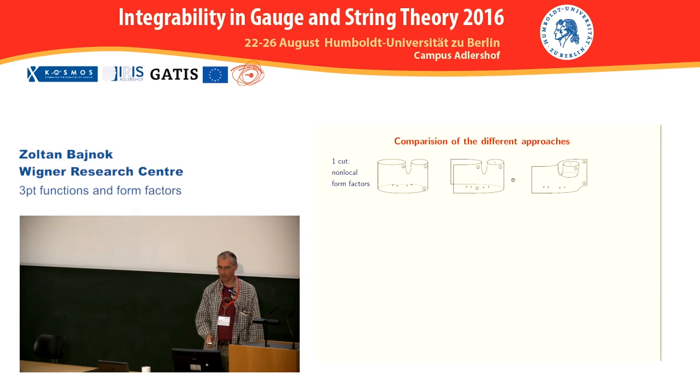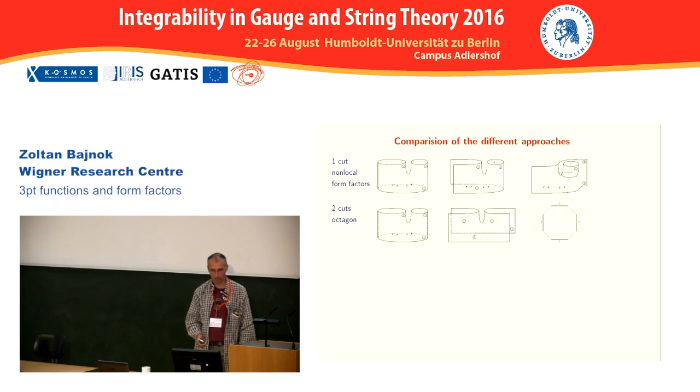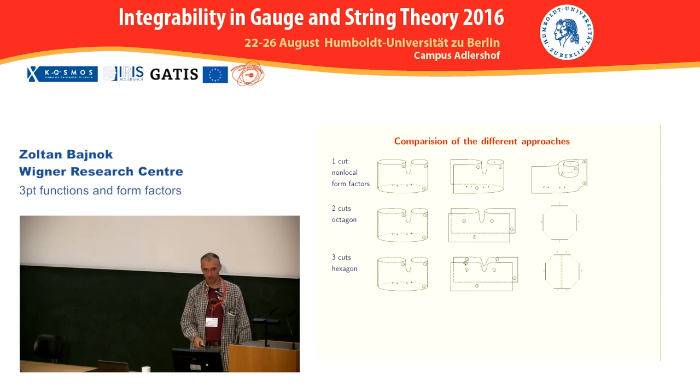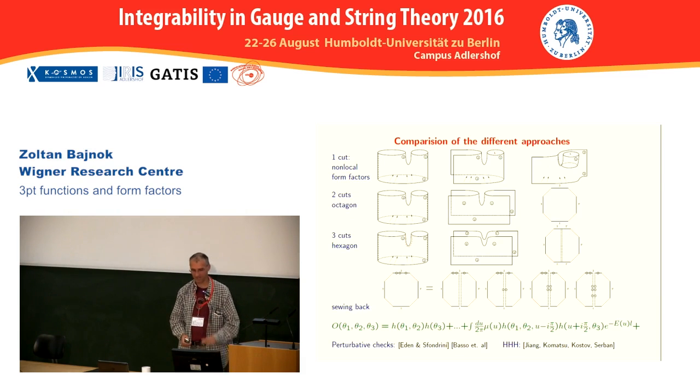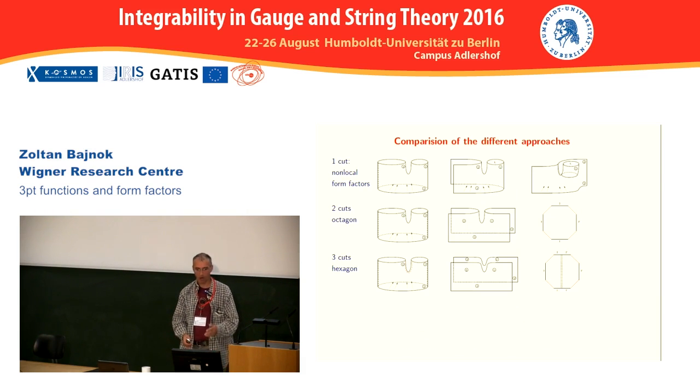And we got these form factors of this non-local operator insertion. Then we cut twice, and we got these form factors of the octagon. But we could also cut 3 times, and we got 2 hexagons, and then this is the picture, and then we could manage to solve, community-wise, this hexagon. The question: how can we move back? How can we sew back a cut?